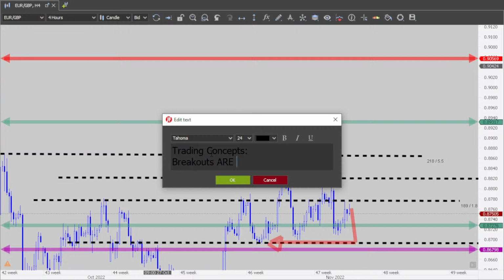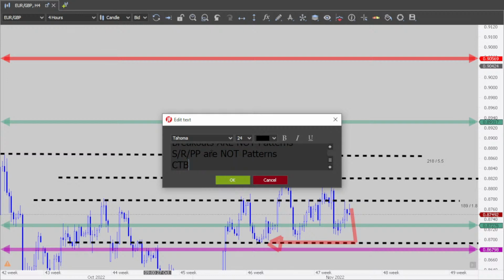Breakouts are not patterns. Breakouts are not patterns, everybody. Support, resistance, pivot points are not patterns. Where to put the stop loss are not patterns. Make sense? Take profit, yes, you can profit take, but stop loss is a different story.